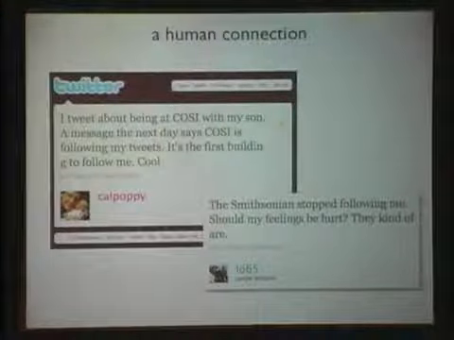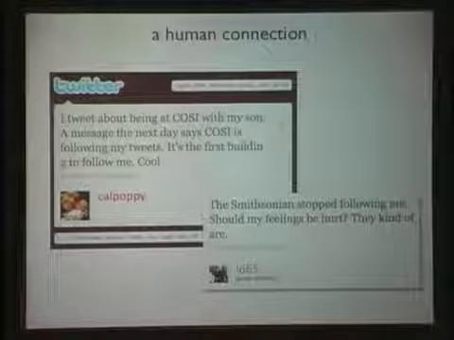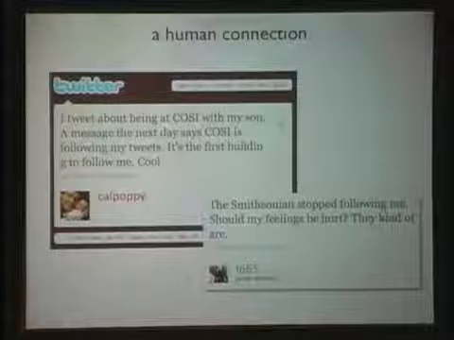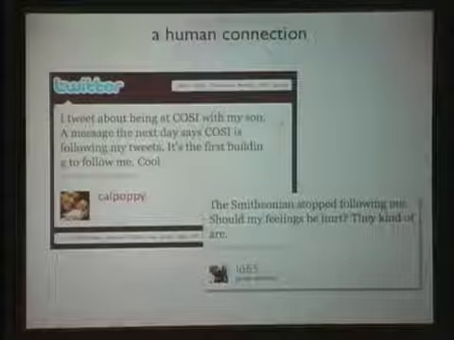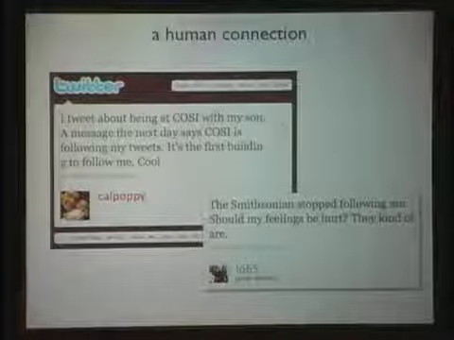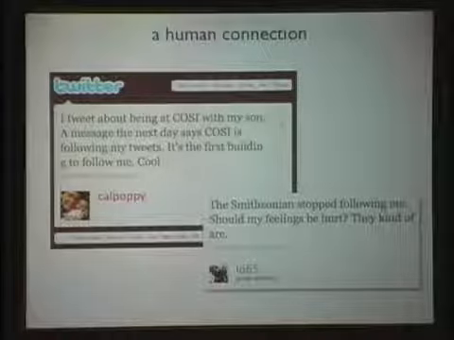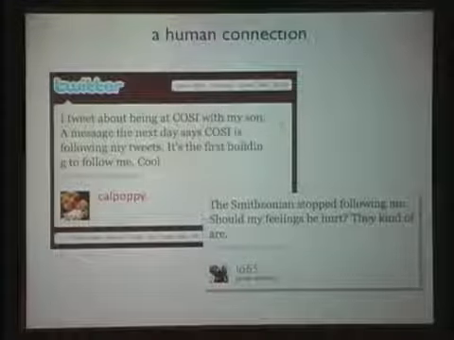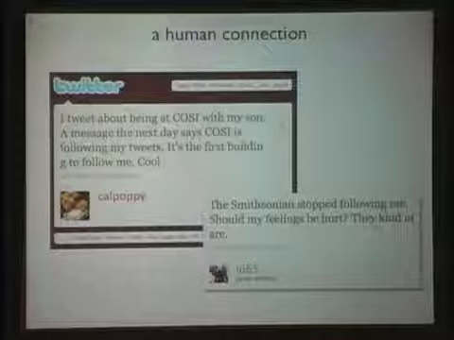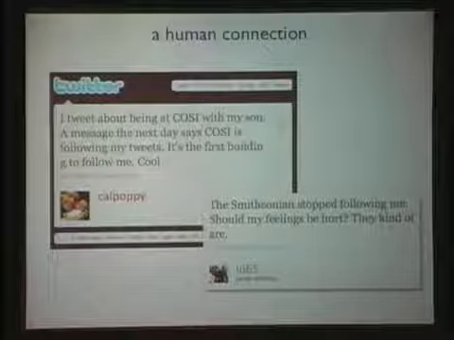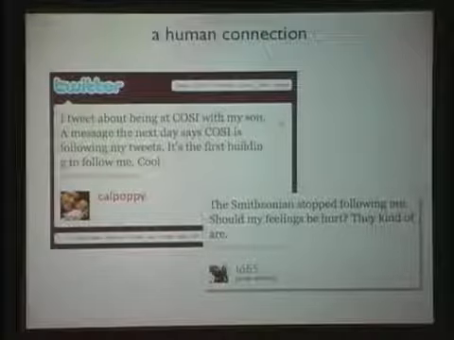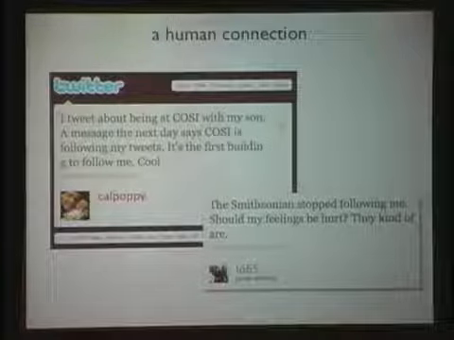The last couple of things I think visitors need. This is sort of a good time, bad time kind of example. On the left you see somebody talking, and this has some Twitter speak in it, about visiting a museum called COSI in Columbus. And he's saying that I tweet, so I put out a message about being at COSI with my son. And then the next day I get a message that COSI, the museum, is now following my tweets. And this person is saying that's cool. How Twitter works, you subscribe to people's messages by following them. And so here's sort of the counterexample, which is somebody saying, the Smithsonian stopped following me. Should my feelings be hurt?